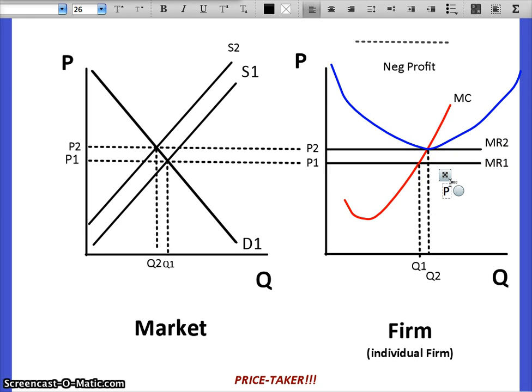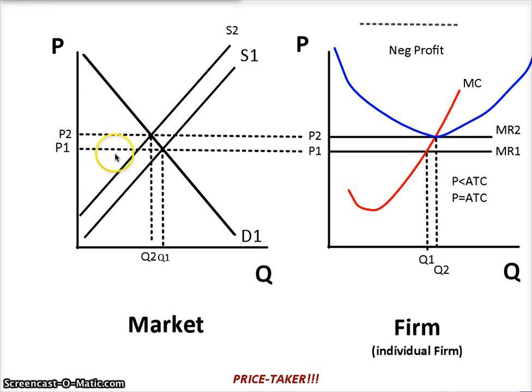So when P is less than ATC, that is a loss. However, because of exit from the market, the supply will go down on the market side, driving the price up, driving the marginal revenue up, and the surviving firms wind up in the long run where price equals ATC, which is the long run condition.